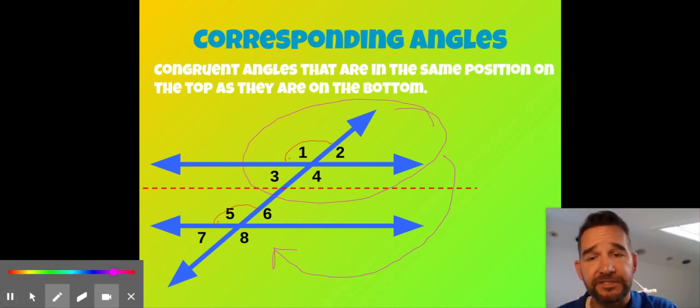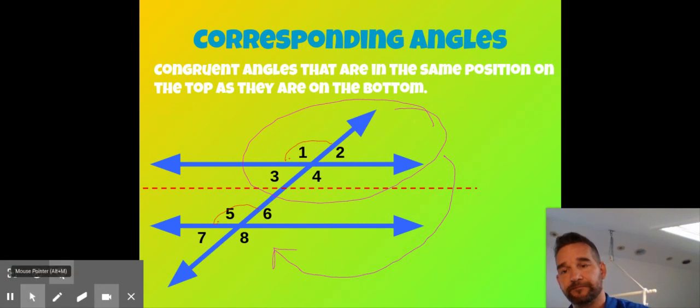So for that reason, if I was to give you angle 1, you should be able to figure out angle 5. Your reason would be because they are corresponding.